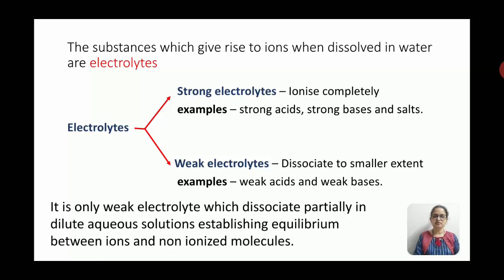See students, here we have seen weak electrolytes dissociate to smaller extent. The meaning of this is the dissociation reaction is a reversible reaction. Of course, there will be a forward reaction as well as backward reaction. When the rate of forward reaction becomes equal to the rate of backward reaction, we say that the equilibrium is achieved, which is not possible in case of strong electrolytes as they ionize completely.